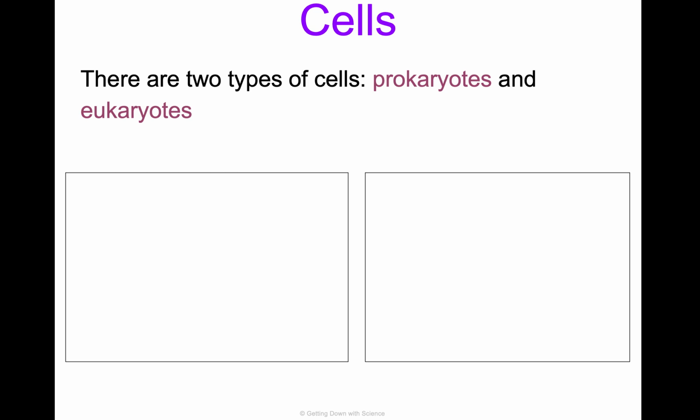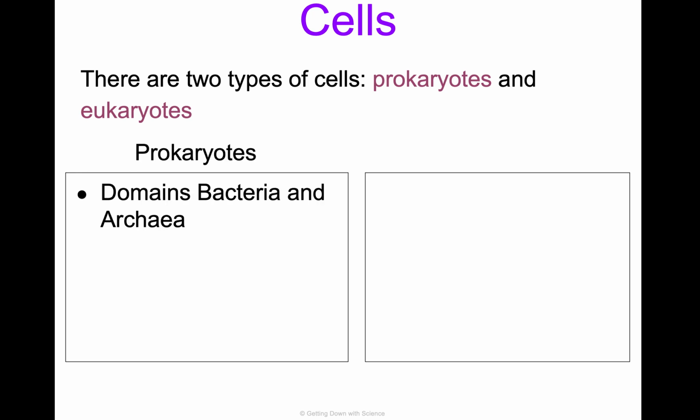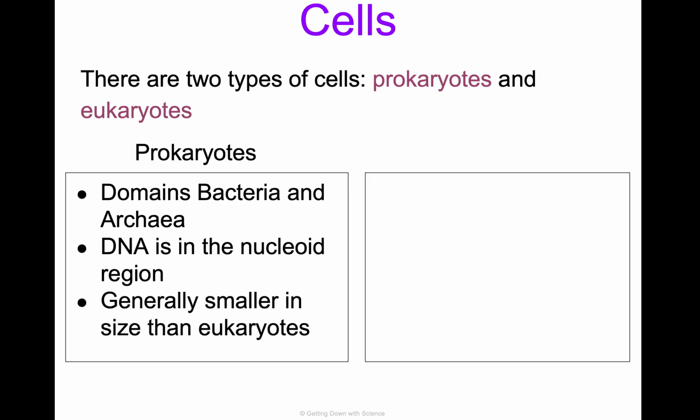There's 2 types of cells. There's prokaryotes and eukaryotes. Prokaryotes are things like bacteria and archaea, right? They're the small, simple ones. Their DNA is in a nucleoid region. So if you look at the cell on the 3D model that you have, you'll notice that there's a nuclear envelope around the DNA. Prokaryotes don't have that. Their DNA is kind of just floating around in the cytosol, and they're generally smaller than eukaryotes.